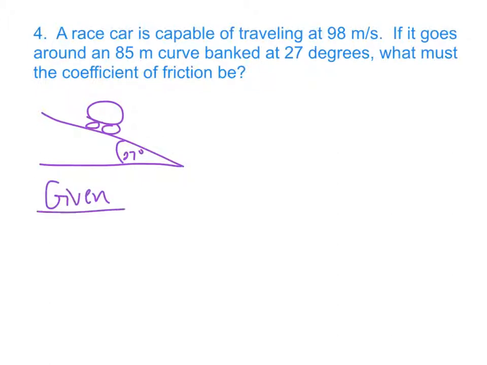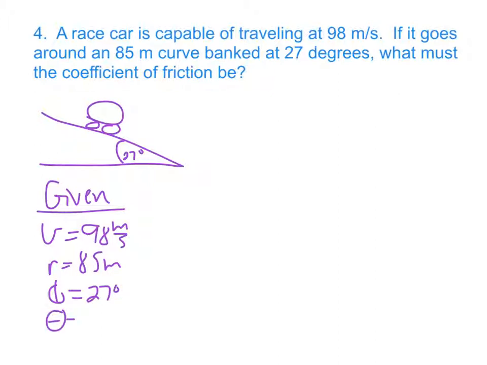Listing our given information. We know that the speed is 98 meters per second. The radius is 85 meters, and phi is equal to 27 degrees. 90 minus phi means that theta is equal to 63 degrees. And this time we are looking for mu.